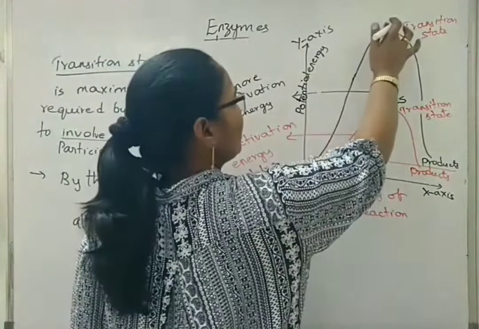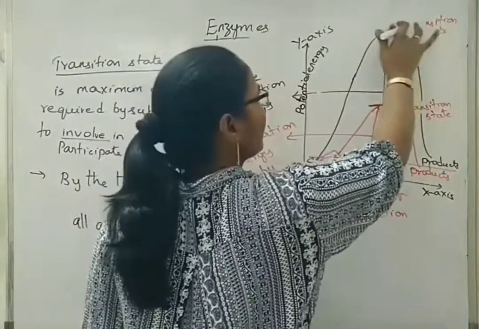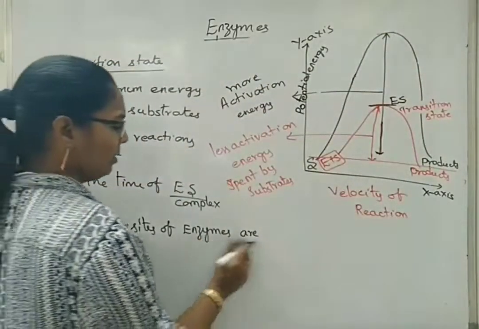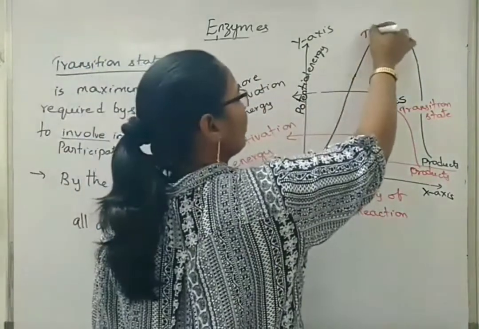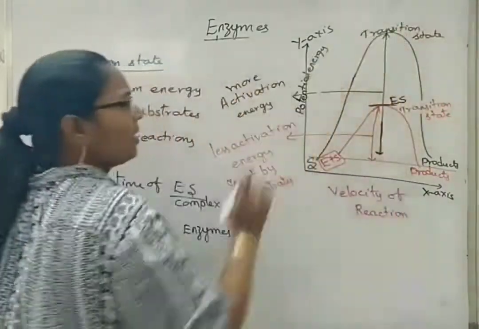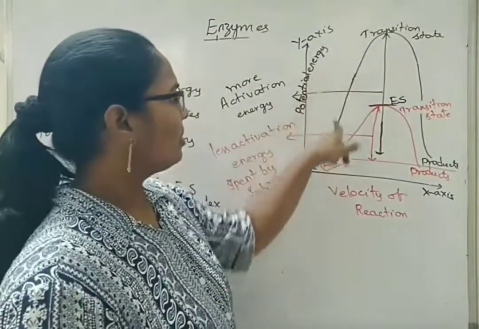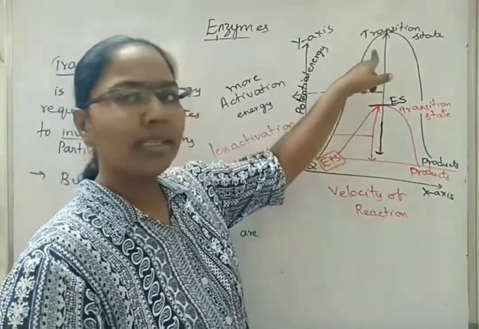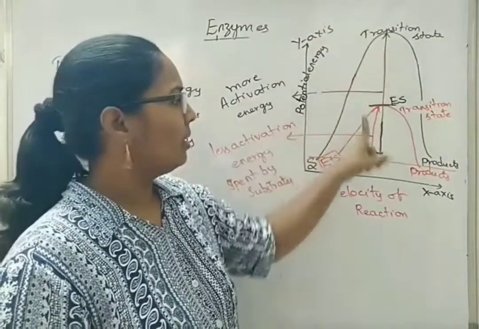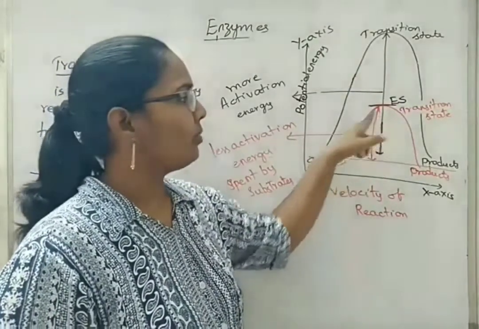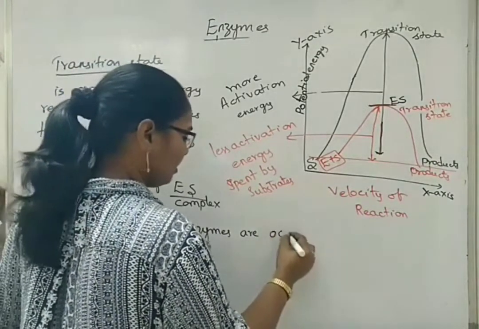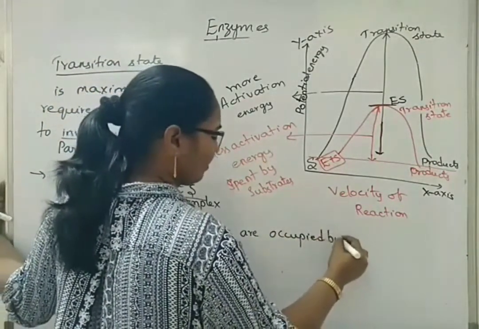So here we cannot write enzyme. Transition state is meant only for substrates. By mistake I have written it here, because this black color graph represents the energy spent by only substrates. There is no point of enzyme inclusion here. But in the second case, enzyme plus substrate both are involved, so we have to mention enzyme substrate complex.